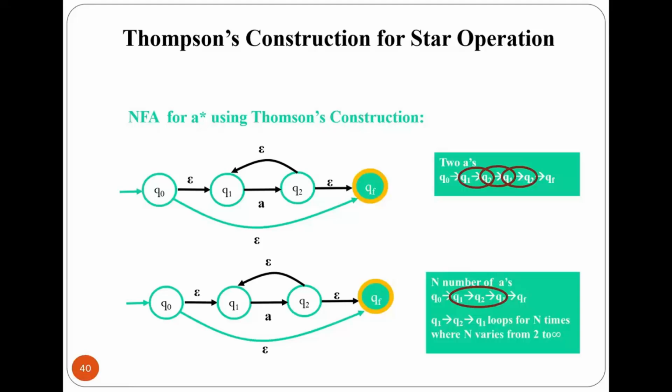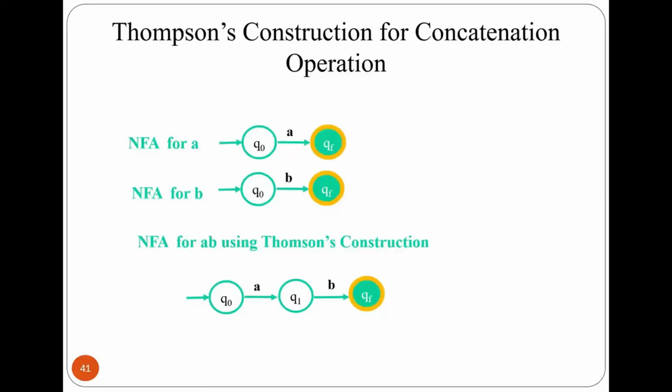So the most important rule is that whenever we want to construct the Thompson's construction for star, we compulsorily need to add 4 epsilon moves and 2 new states. Here the 2 new states are Q0 and QF, and the 4 epsilon moves are as depicted in this diagram. Next, we move to concatenation.